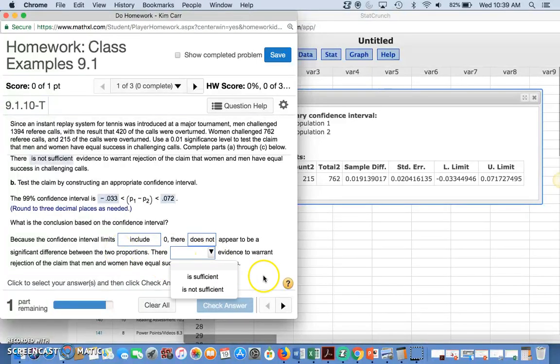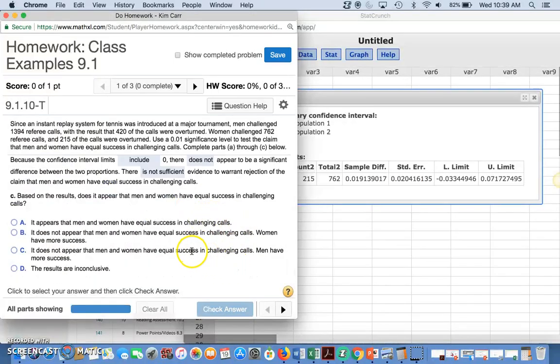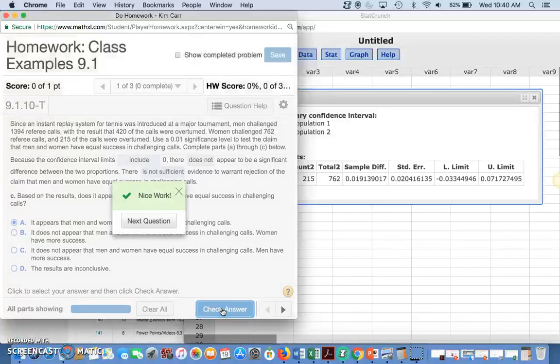There is not sufficient evidence to warrant the rejection of the claim that men and women have equal challenging success. There is not sufficient evidence to change that. Based on the results, does it appear that men and women have equal success in challenging calls? Well, we were not able to do anything otherwise, so it looks like they do.